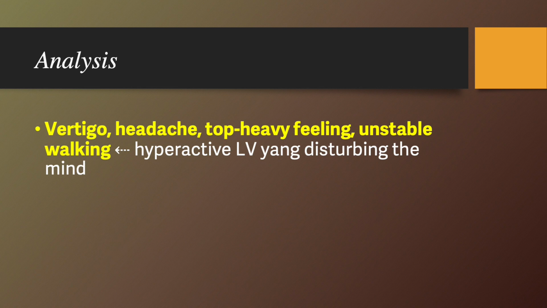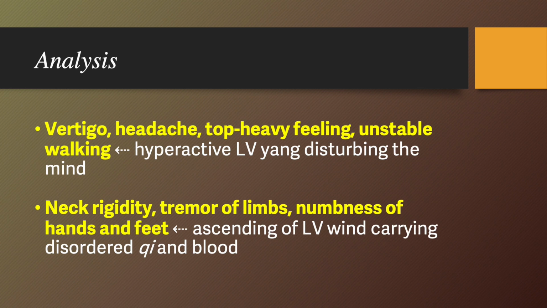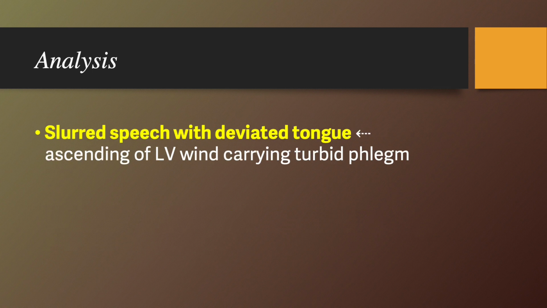Hyperactive liver yang disturbing the mind may cause vertigo, headache, a top-heavy feeling, and unstable walking. Ascending of liver wind carrying disordered qi and blood may cause neck rigidity, tremor of the limbs, and numbness of the hands and feet. Ascending of liver wind carrying turbid phlegm may cause slurred speech with a deviated tongue.